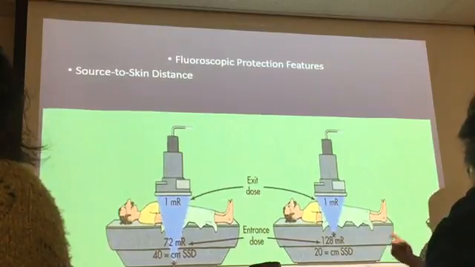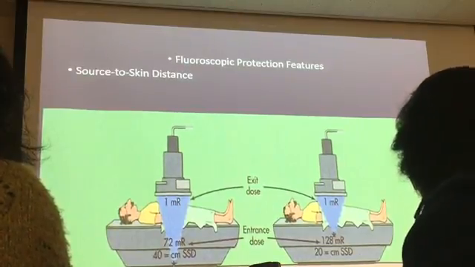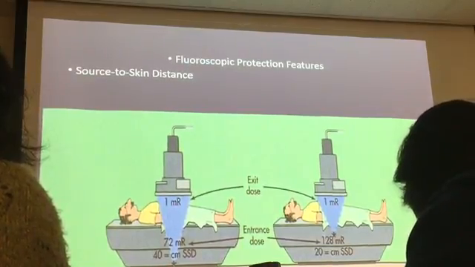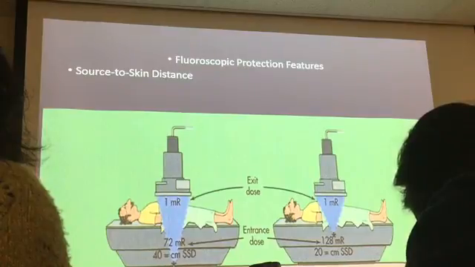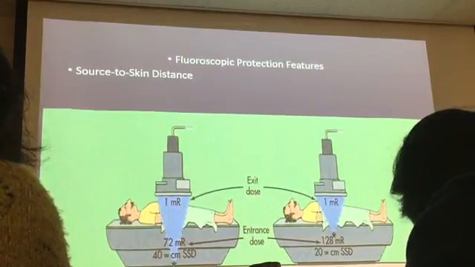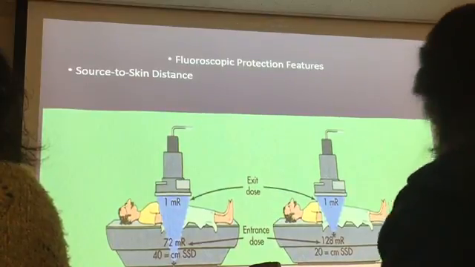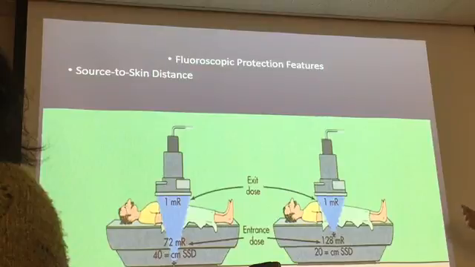So it's a huge difference. And so distance, the source to skin distance, is very important. Remember, before I was saying it is not recommended, even with plain radiography, to be any closer than 30 centimeters. Did I say that? With fluoroscopy, it's even more important. You don't want to be too close.